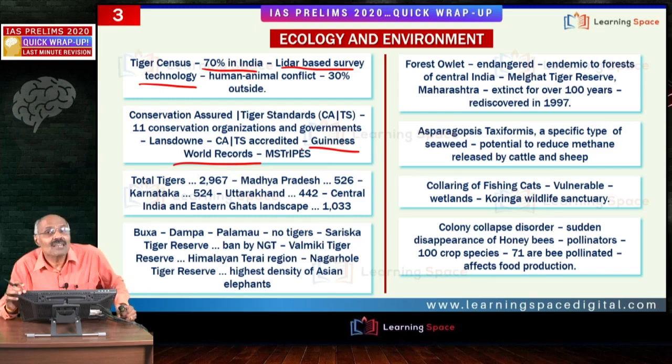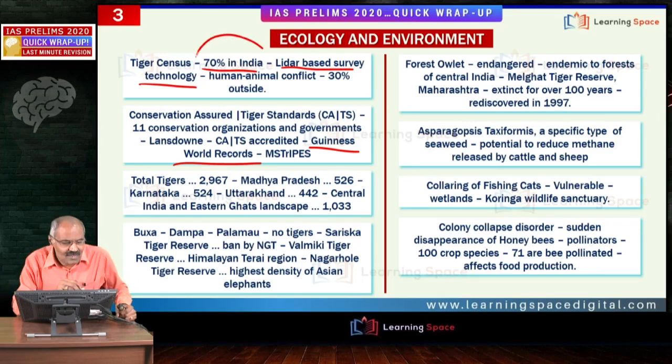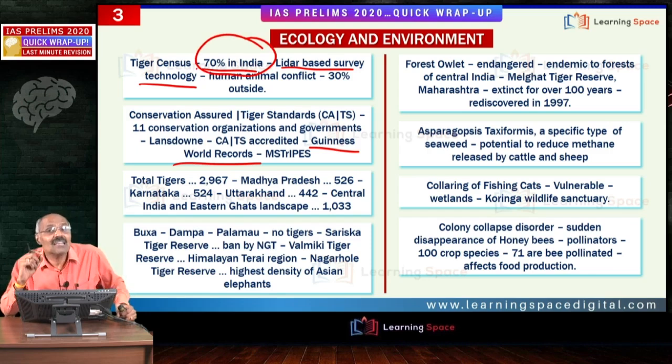Please don't forget, the tiger census has gone into the Guinness World Records because of the millions of images taken and because of various other aspects. Friends, when you look at the tiger census, please do not forget, 70% of the tigers are in our country. Across the globe there are around 13 countries, but some of them are nowadays not finding tigers. That is a different story. As far as tigers are concerned, 70% of the population is in our country.